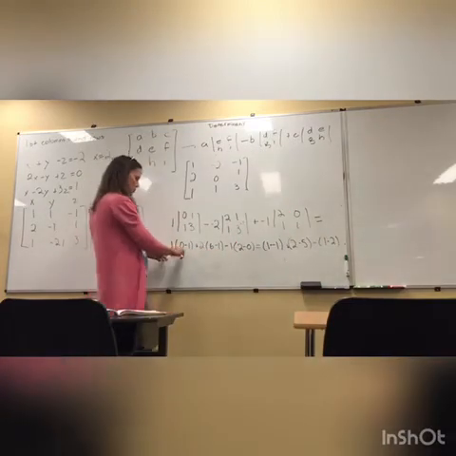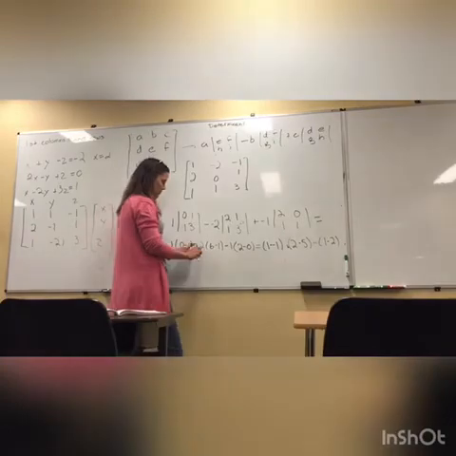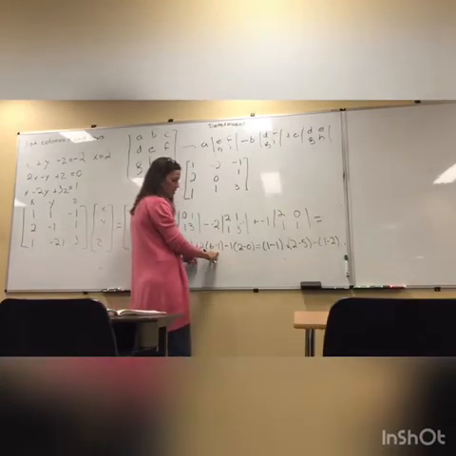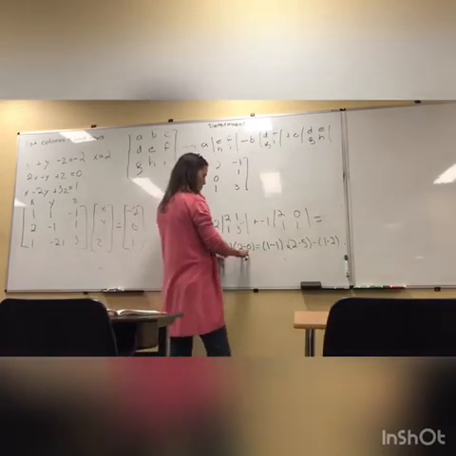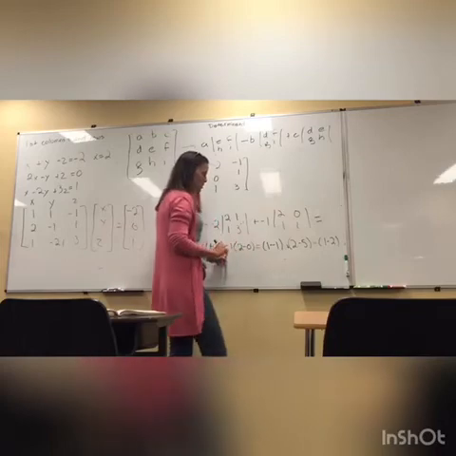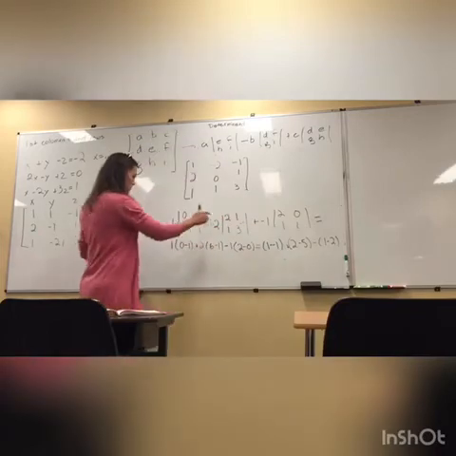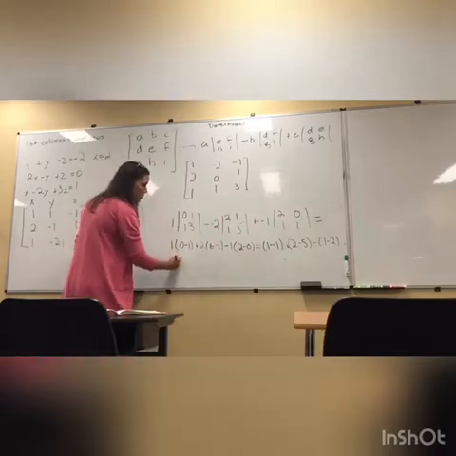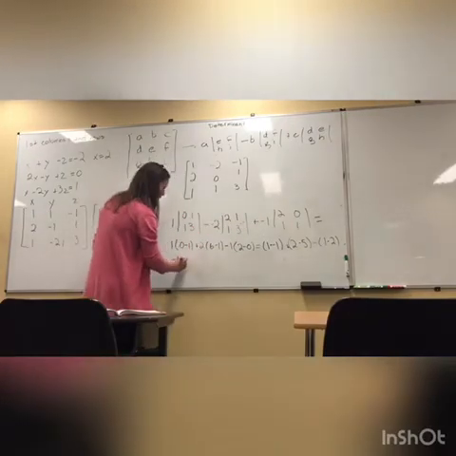That's 1 times 0 minus 1 is -1. 2 times 6 minus 1 is 5. -1 times 2 minus 0 is 2. So what does that give us? 1 times -1 is -1. 2 times 5 is 10.